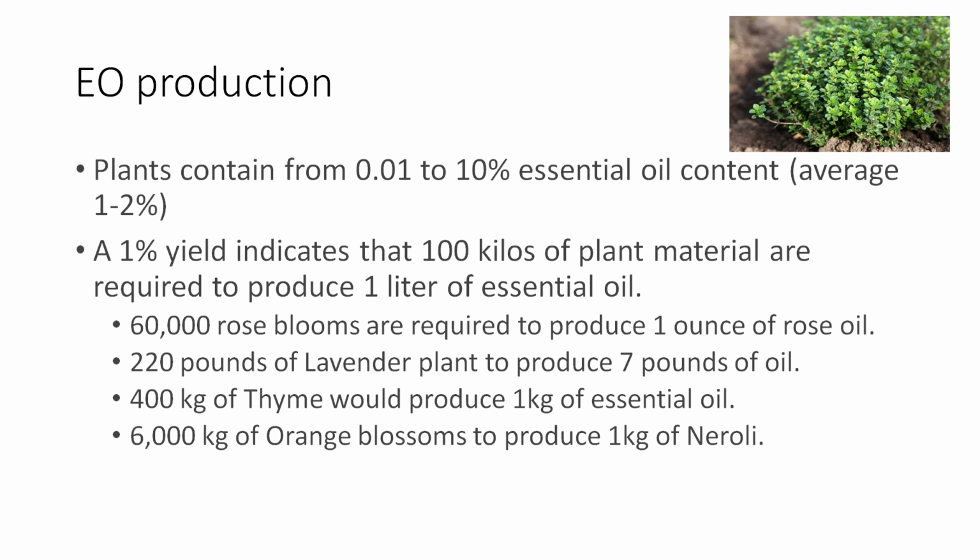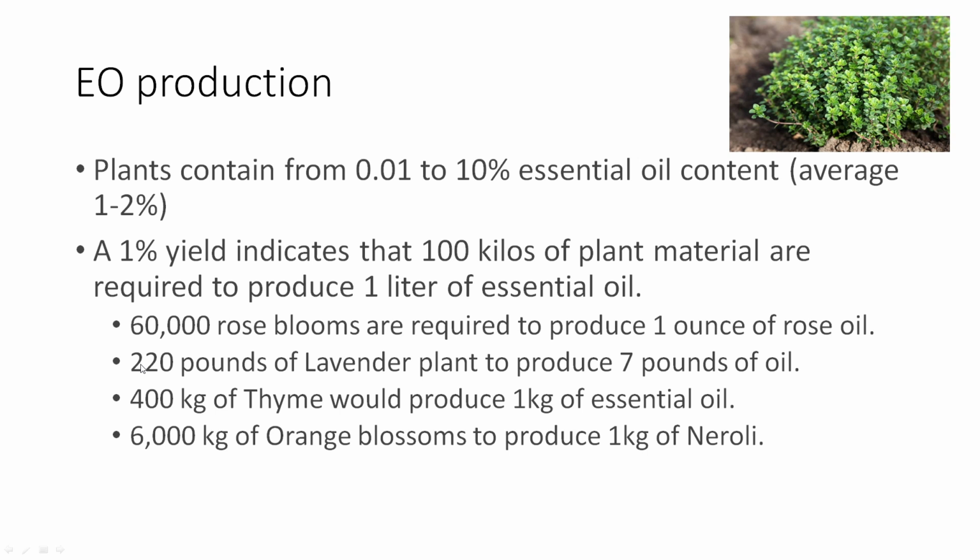Now, essential oils production. The plant contains from 0.01 to 10% of essential oil content. On average, 1 to 2% essential oil is present in plants. A 1% yield indicates that 100 kilos of plant material are required to produce 1 liter of essential oil. Like 60,000 rose blooms are required to produce 1 ounce of rose oil. So, you can just imagine how tedious and difficult a process it is. 60,000 roses will just produce 1 ounce of rose oil, and naturally essential oils are so expensive, right.